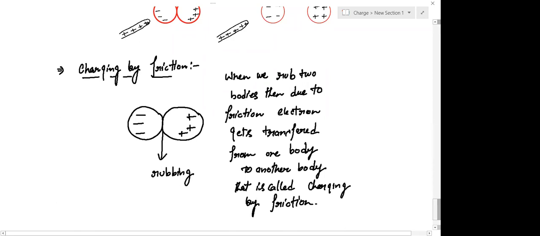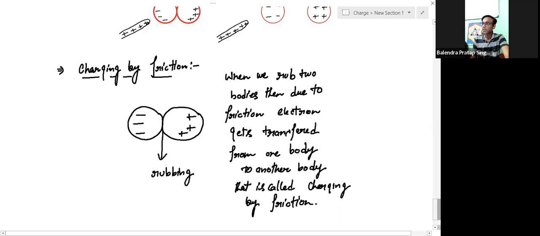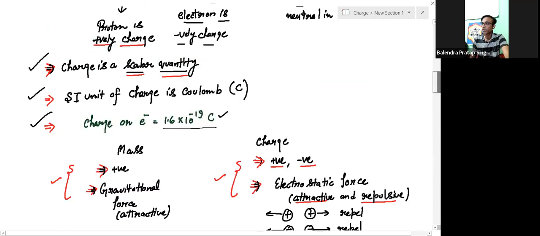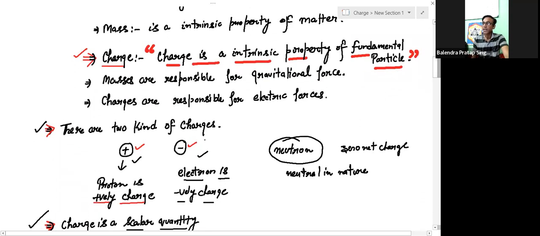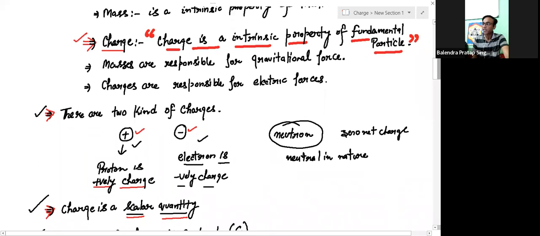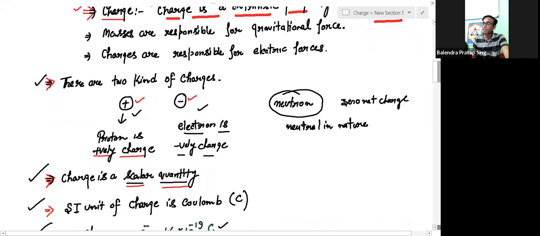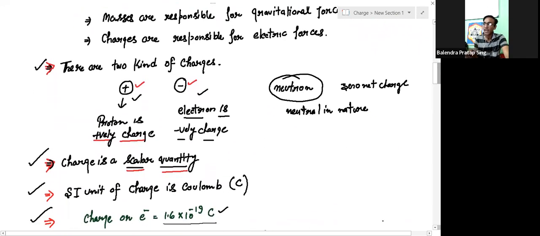Okay, so now, up to now what we studied, let's take a small quick revision. I started with the definition of charge. What is charge? I told you charge is an intrinsic property of fundamental particles. After that, I discussed types of charge. There are two kinds of charge: one is positive charge and another one is negative charge. Next, I discussed that charge is a scalar quantity, and the SI unit of charge is Coulomb.